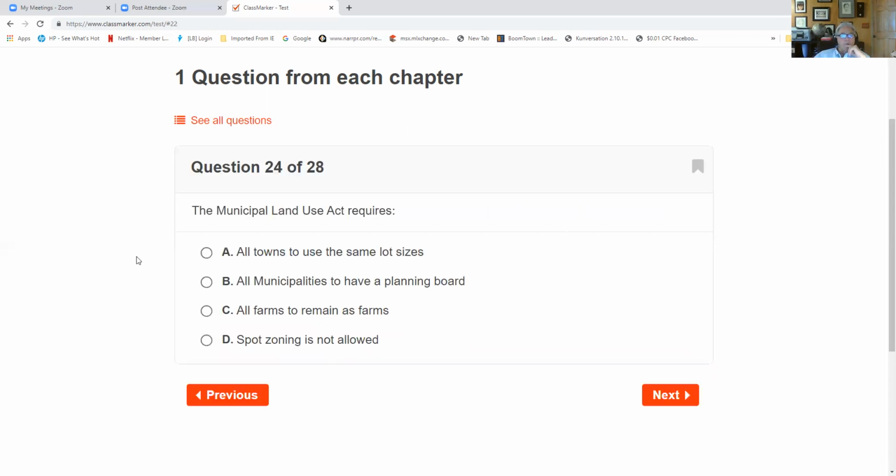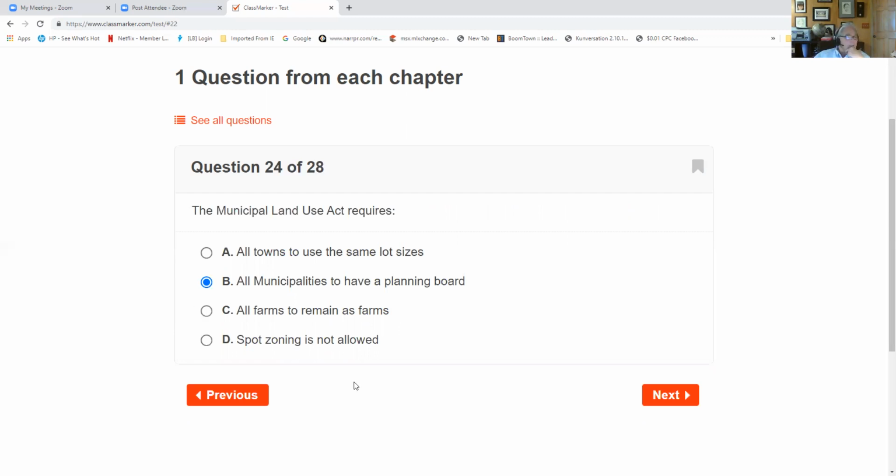Chapter 24, the Municipal Land Use Act. It requires that all municipalities have a planning board, and they must have 7 or 9 members on the planning board. And that planning board then sets the zoning and the uses for all the specific properties within a municipality.